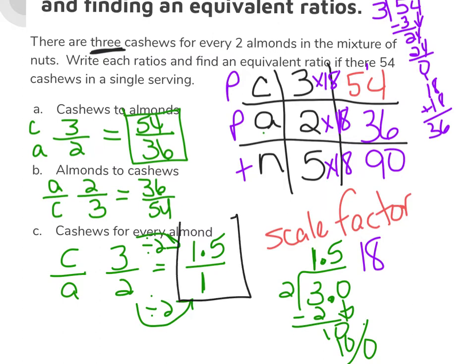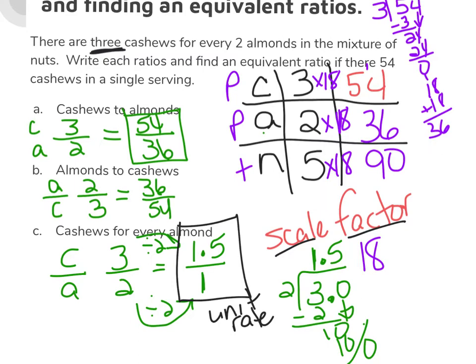So my new equivalent ratio is this. This is called unit rate, and we'll talk about that later on this week. So make sure that you understand that when you're writing ratios, you have to use a table to write your ratios. You're looking for the scale factor. That's very important, the scale factor.